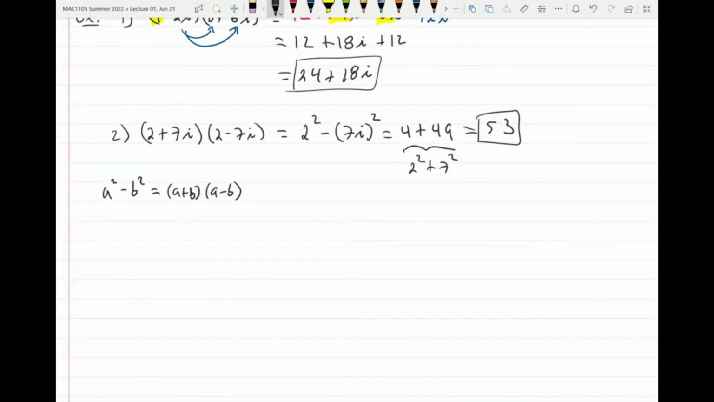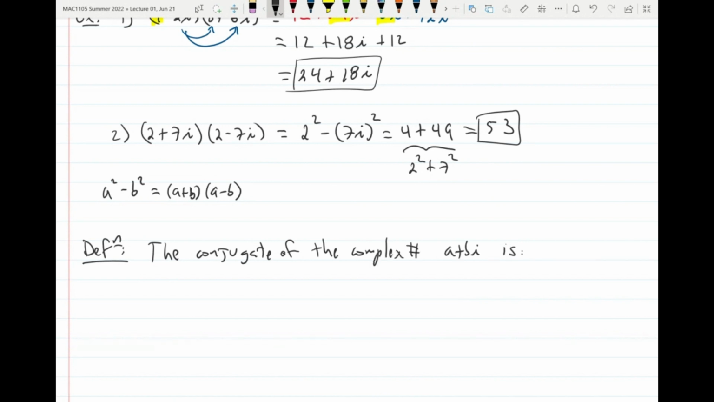So let me write that down. So remark, or I guess definition, the conjugate of the complex number a plus bi is, what's the conjugate of a plus bi? A minus bi. A minus bi. And by the way, many times we like to use the letter z or w to denote complex numbers. So let me use that.